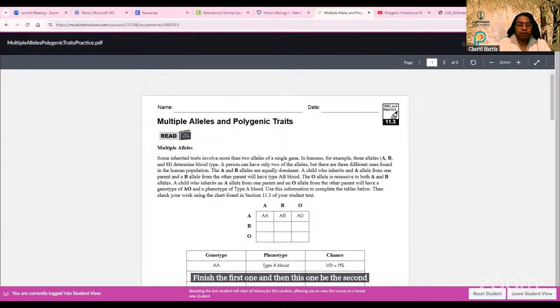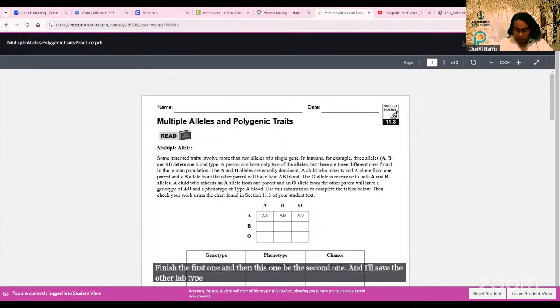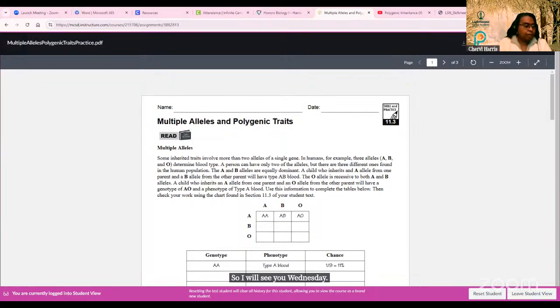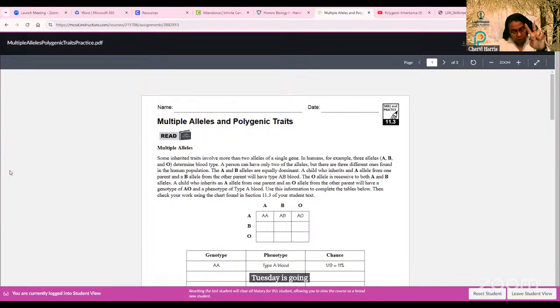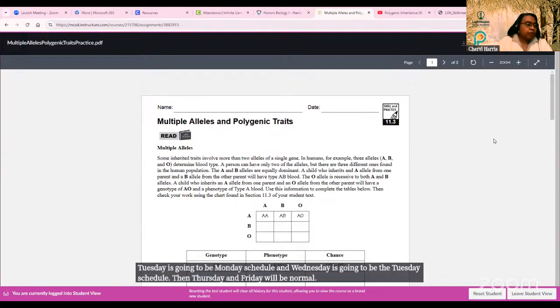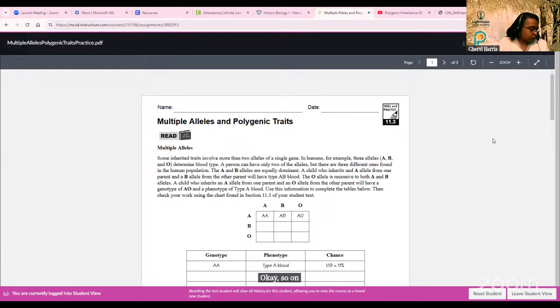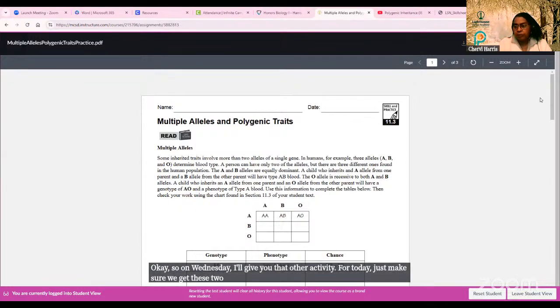And I'll save the other lab type activity for next week. We have a holiday schedule for next week, so I will see you Wednesday because there is no Wednesday type schedule. So your normal Tuesday schedule will be on Wednesday. Tuesday is going to be Monday schedule, and Wednesday is going to be the Tuesday schedule. And then Thursday and Friday will be normal. So on Wednesday, I'll give you that other activity. For today, just make sure we get these two uploaded and submitted.